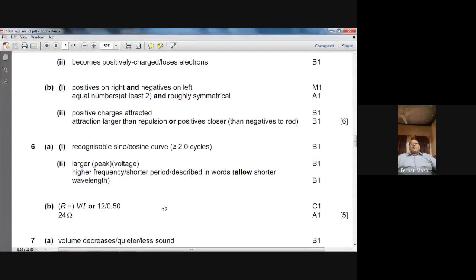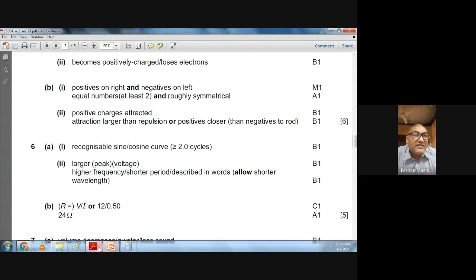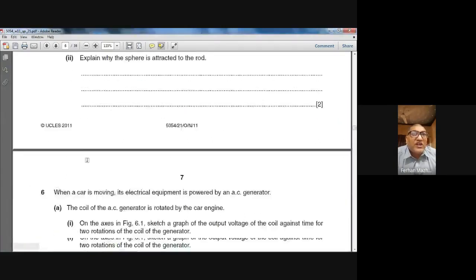B second part, question number 5: positive charges attracted, attraction larger than repulsion, or positive closer than negative to the rod. I hope you have understood this. This last one is a little difficult to write. Okay, so we are moving to question number 6.